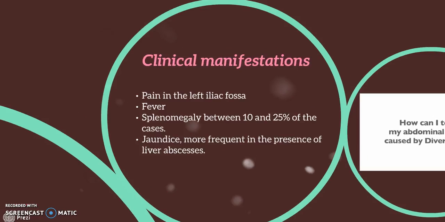Clinical manifestations. Pain in the left iliac fossa, fever, splenomegaly between 10 and 25% of the cases, jaundice. This is more frequent in presence of liver abscesses.